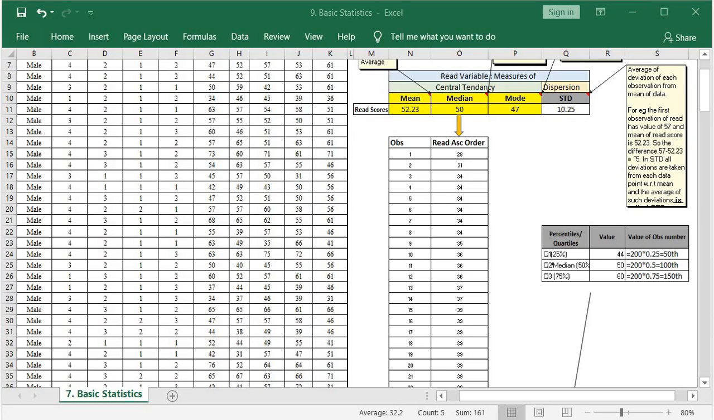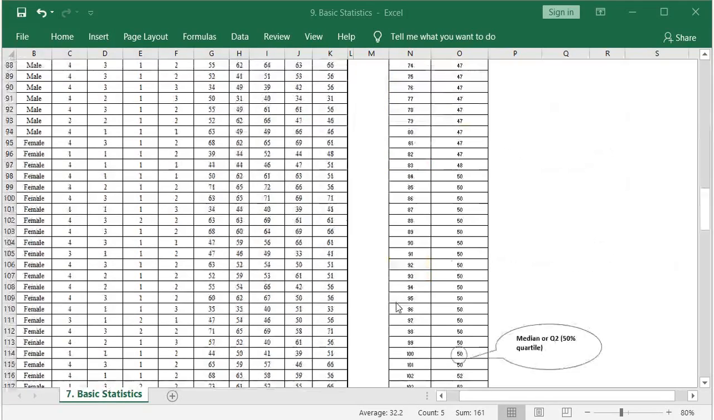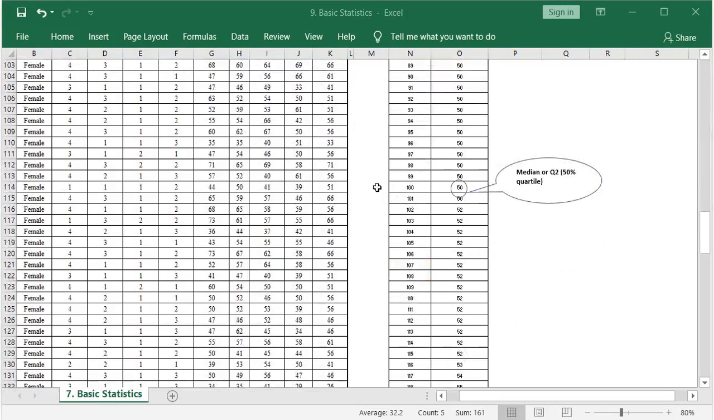In case you have 200 observations, the middle value would be approximately the 100th observation. We will discuss how median is calculated in case of odd and even numbers of observations. But right now, let's focus on the median being the 100th observation. So if we scroll down, once the data is sorted in ascending order, the read score corresponding to the 100th observation is 50. So the median becomes 50.